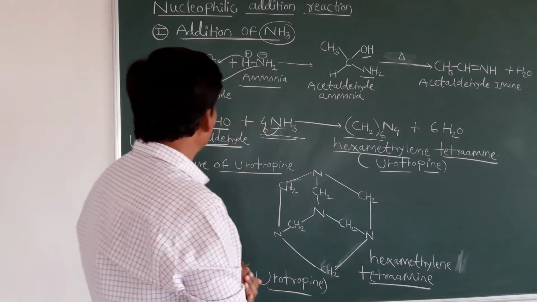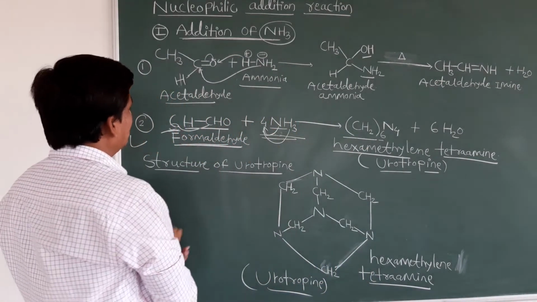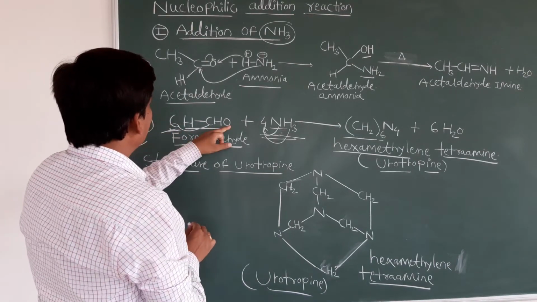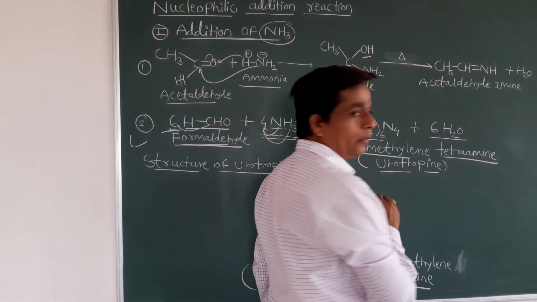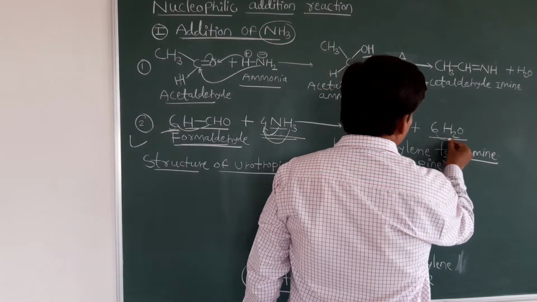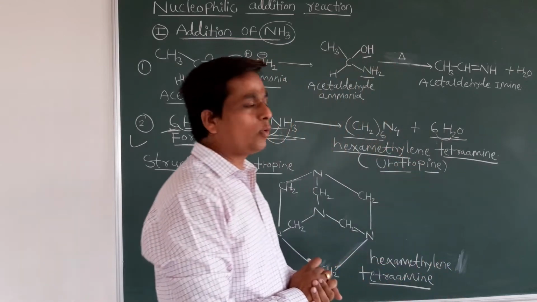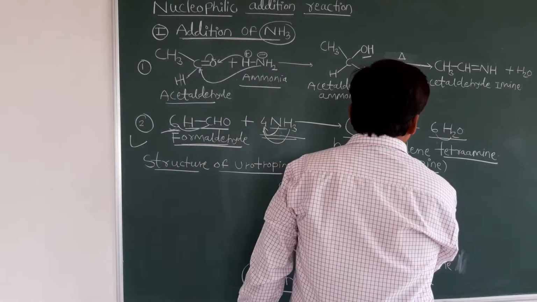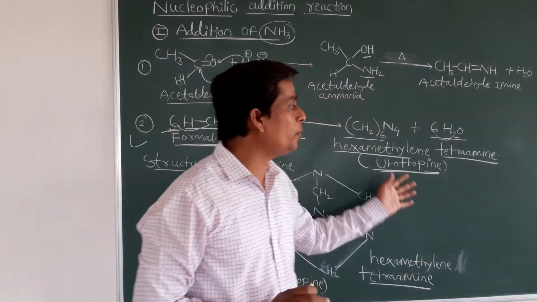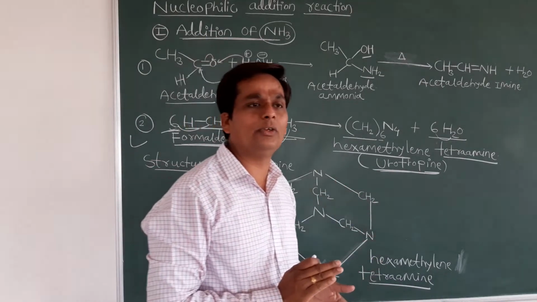So how will the water molecules be removed? Just see. Total hydrogen, how many? 12 hydrogen. Also 6 oxygen, which means a total of 6 water molecules will be removed. Just balance the equation. So this hexamethylene tetraamine, we can say, is urotropine. The common name of this compound is urotropine. Okay students, this is a very specific reaction.